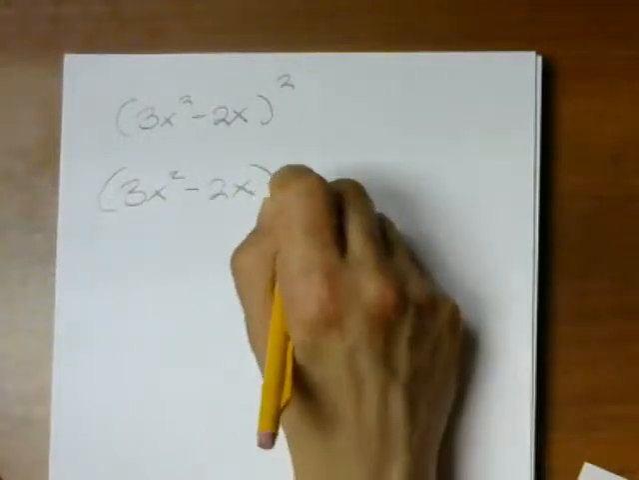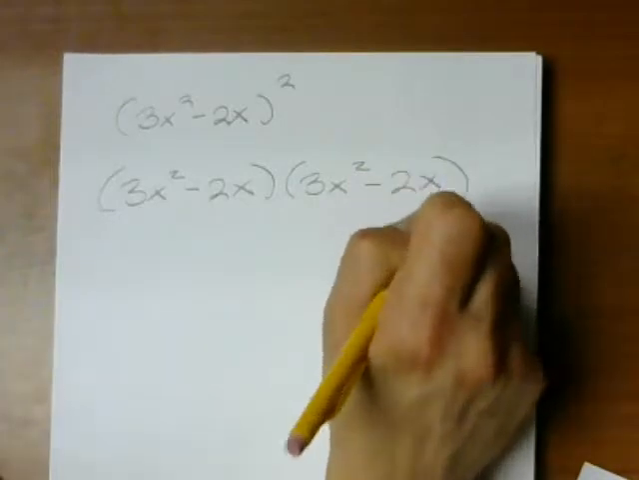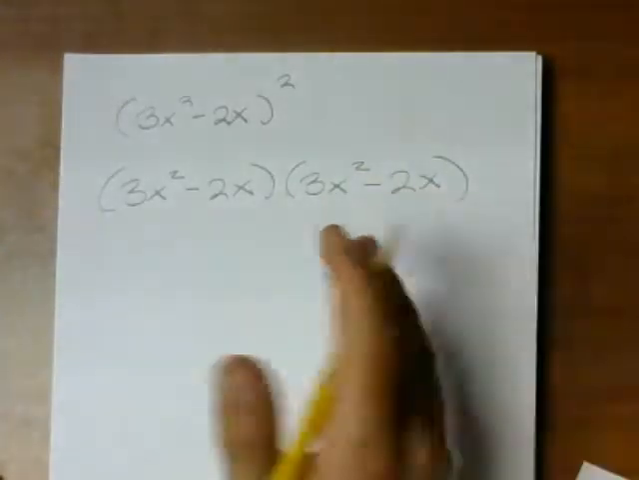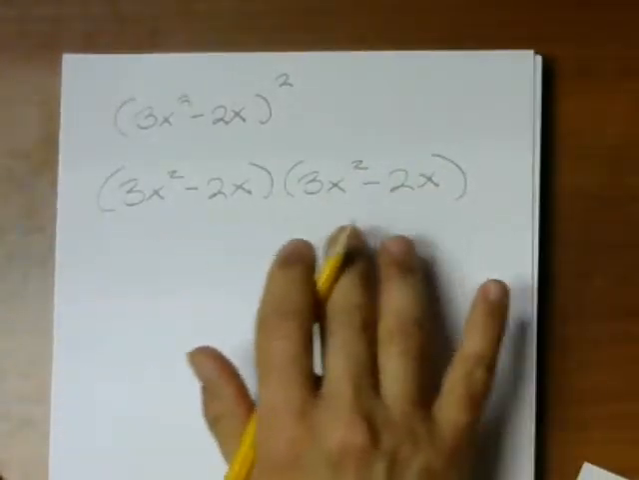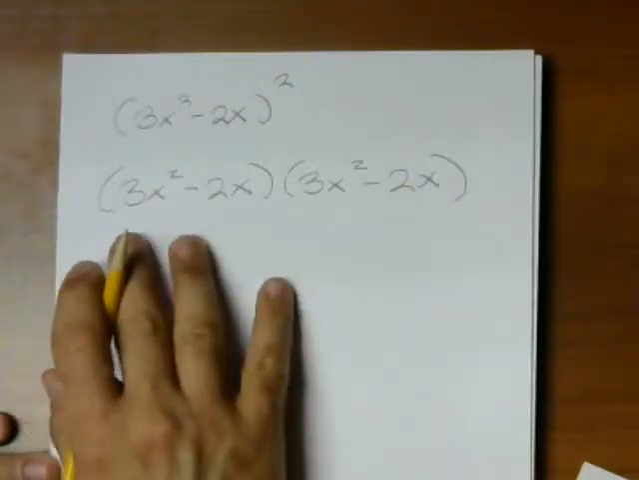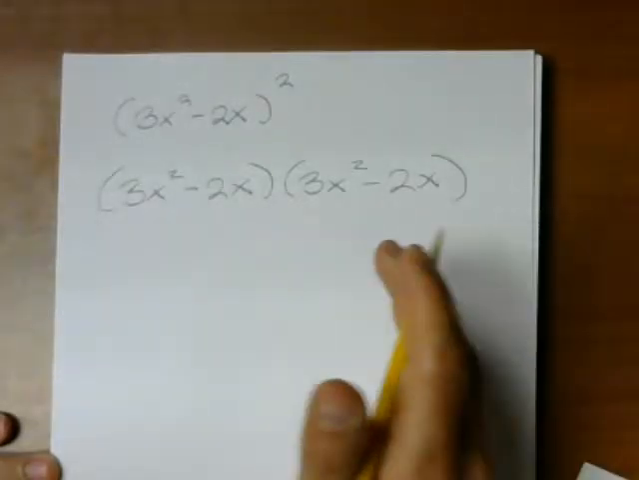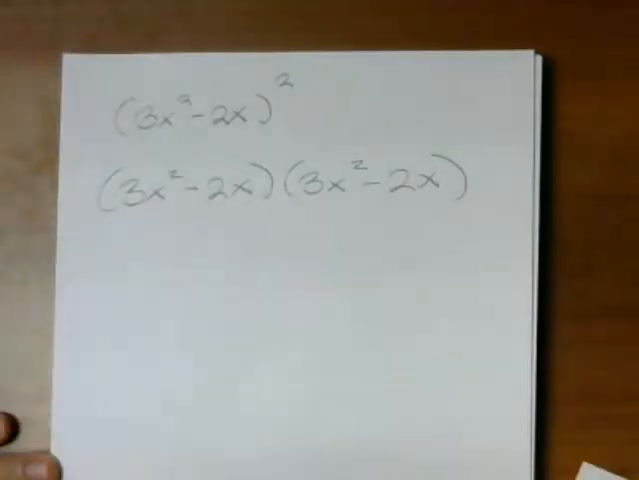Think about what it means to take anything squared. You take it times itself. So now we have a product right here, which we can do in a number of ways. Like I said, we don't have to do first, outer, inner, last, but we can. Let's do one example where we make sure we state it.